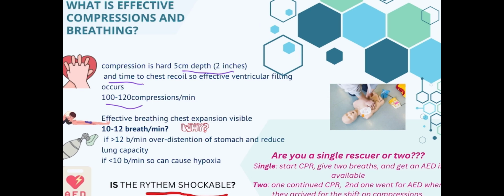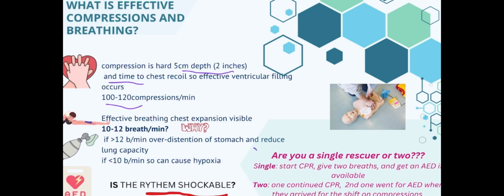Maintain an airway by head tilt, chin lift. Breathing should be effective when the chest expansion is visible, and a total of 10 to 12 breaths per minute. Breathing should be adequate, and it should not be more than 12, because it can cause gastric distension. And if it is not adequate, it can lead to hypoxia. It depends upon the situation. Actually, if you are in hospital, then an advanced airway like ETT can be considered.